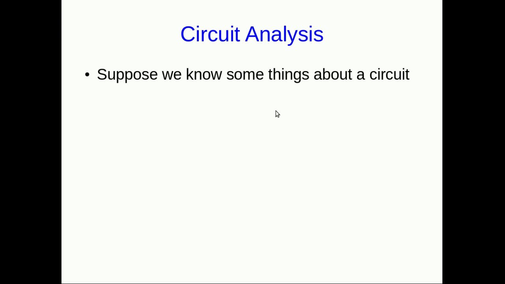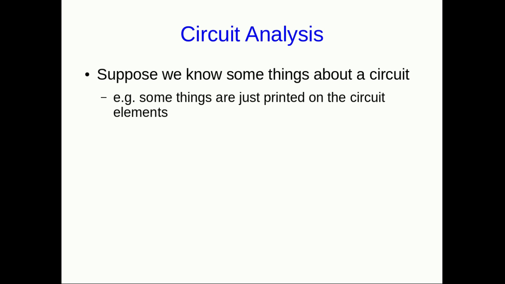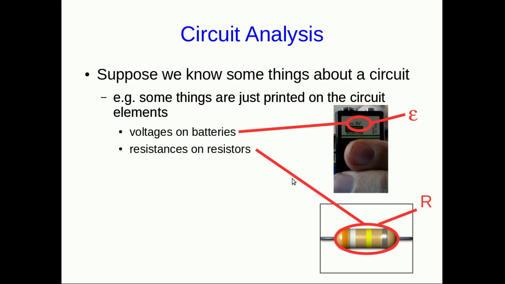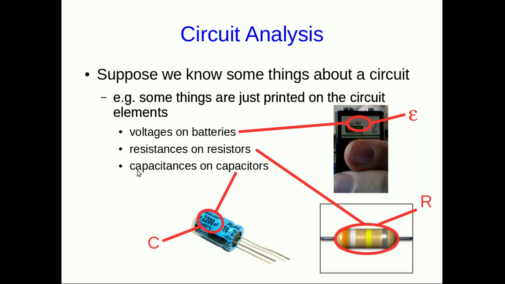So suppose we have some circuit and we know a bunch of things about it. In a common case, maybe this is a circuit someone's already put together and some things are just printed on the circuit elements. For example, on batteries, most batteries will tell you what the voltage across the terminals is. That's what we call the EMF, which we represent by epsilon. The resistors have these colored strips, and those are a code that allow you to read off the resistances R of the resistors. And capacitors often have their capacitances, C, written right on them.